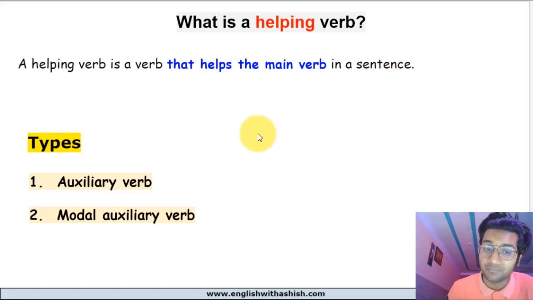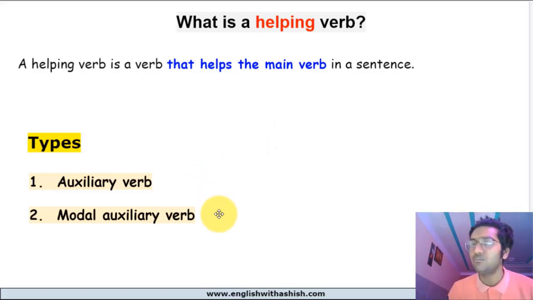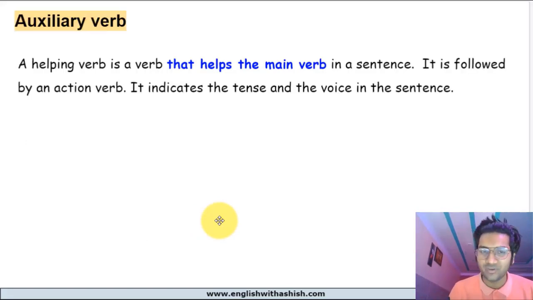Now, types of helping verbs. Two types. Number one, basic helping verbs or auxiliary verbs. Number two, modal auxiliary verbs. We'll understand them one by one separately. Let's start with the first one, auxiliary verb or helping verb, basic auxiliary verbs.